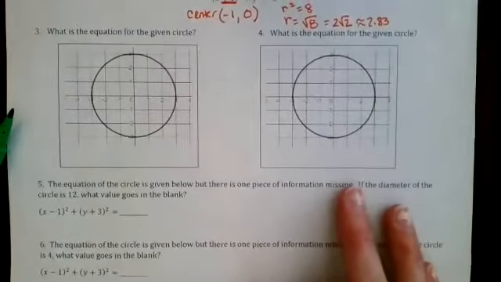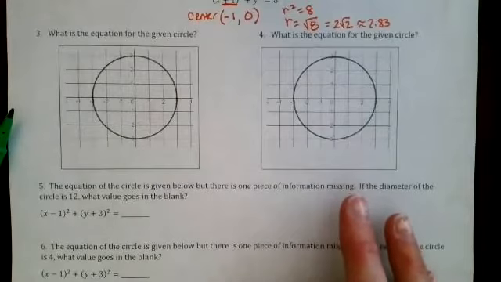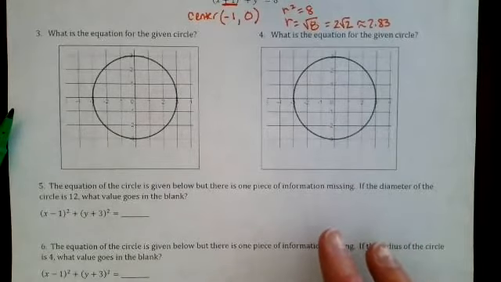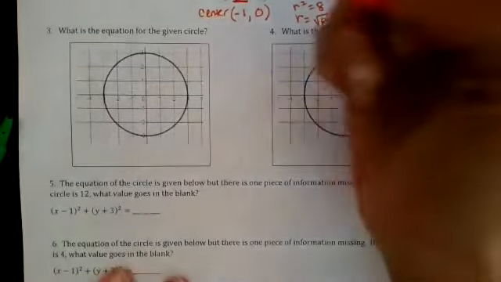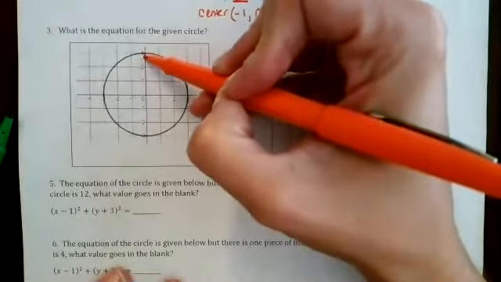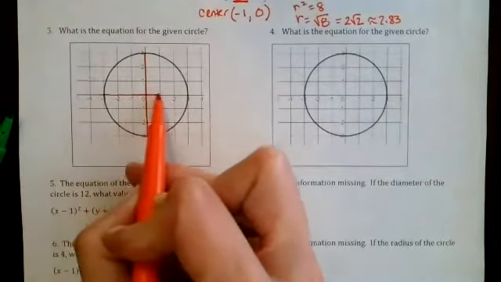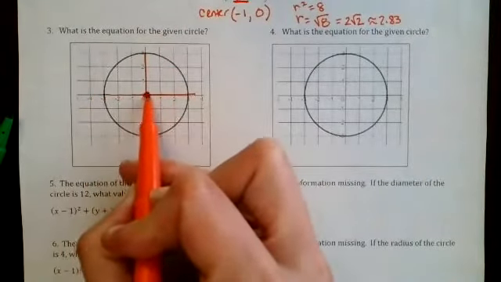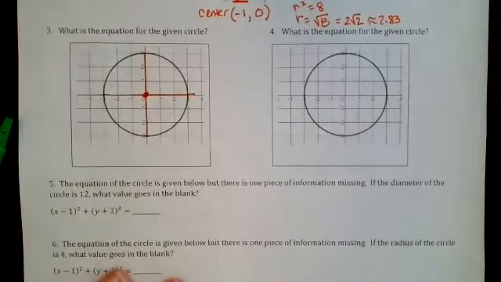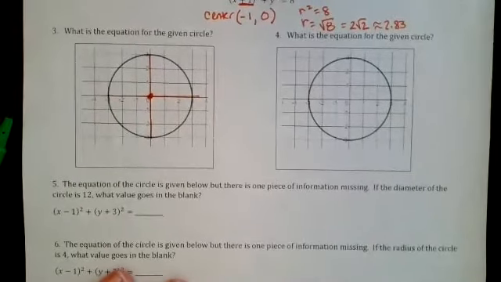What is the equation for the given circle? So we have to look at our graph and decide where the center is for our circle. This circle, if I draw a line like this to cut it in half, and I draw a line like this to cut it in half, I can see that my center is at (0, 0).